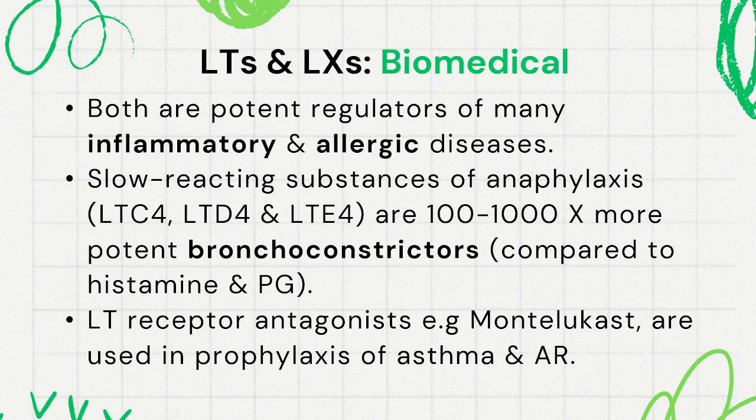Leukotriene receptor antagonists, such as montelukast, are used to block the receptors for leukotrienes. So leukotrienes will not be able to act because the receptor will already be occupied by the antagonistic drug. These drugs have an anti-inflammatory and anti-allergic effect, and montelukast is used in the treatment of both allergic rhinitis and allergic asthma as a prophylactic agent.